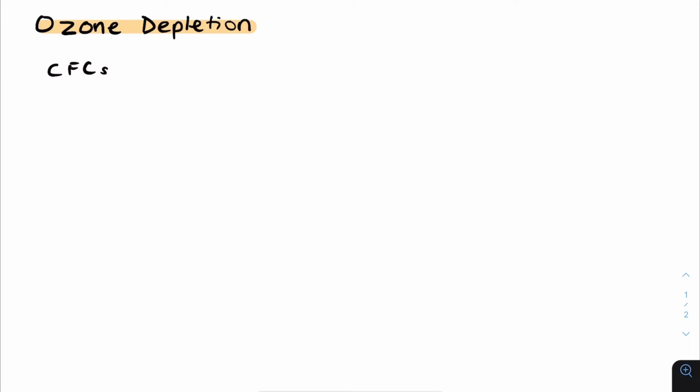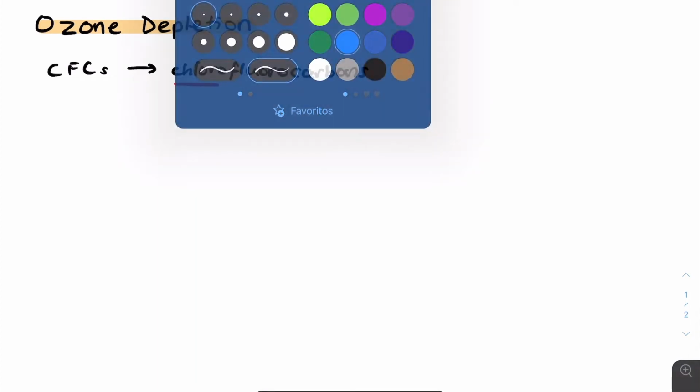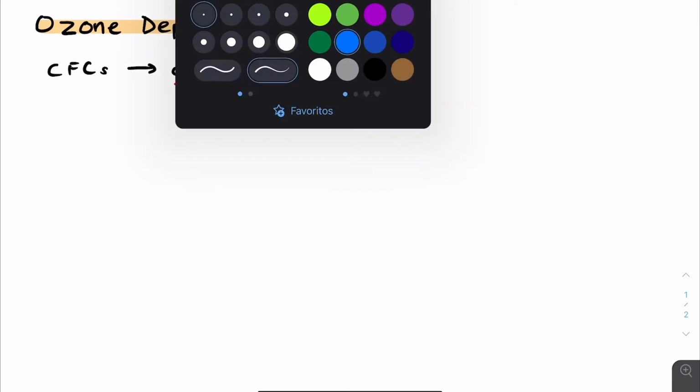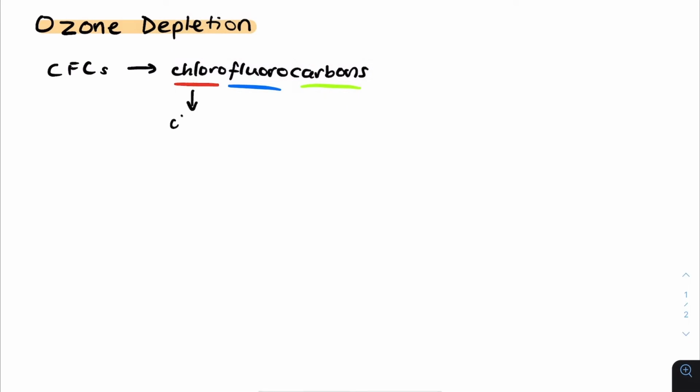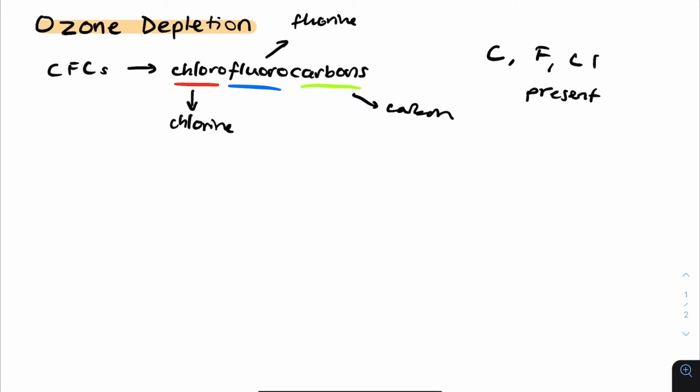So CFCs are chlorofluorocarbons. And it might be pretty obvious based on this word what CFCs are. So we can actually see chloro, then we can see fluoro, and the very obvious one is carbons. So essentially chloro comes from the word chlorine, fluoro comes from fluorine, and carbon is carbon. So what does this mean? It means that C, F, and Cl are present. So these are the three elements that are present.